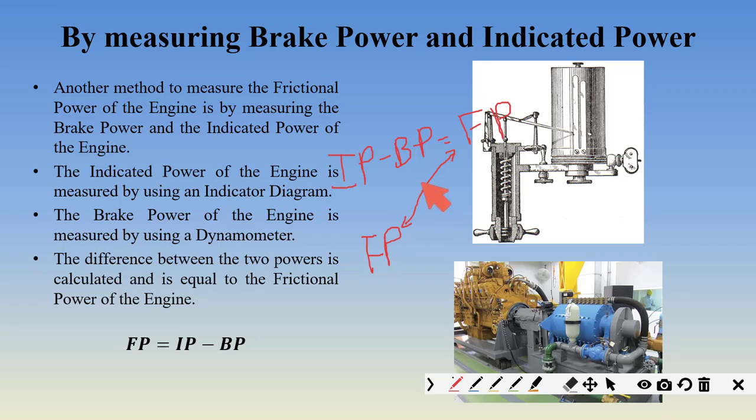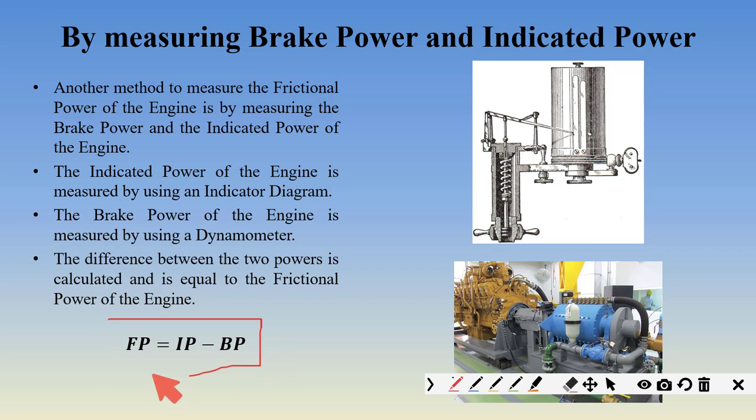They will not be exactly equal. No machinery is so perfect, but they should at least be close by. By doing this, they cross verify that their calculations are correct. So this is what happens nowadays. This is probably the easiest method for friction power, but measuring indicated power is difficult.